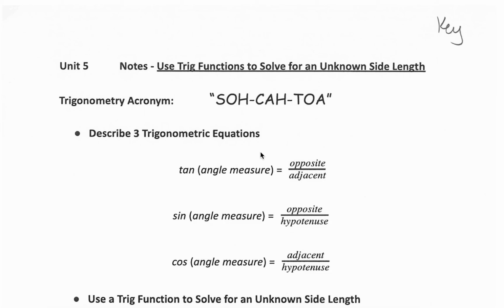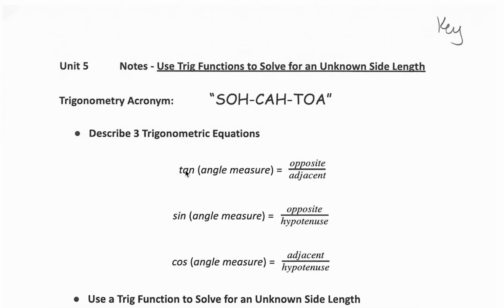In this video, we're going to be solving for unknown sides in a right triangle by using some trig functions. All right, to start off with, hopefully you know this acronym SOHCAHTOA. What it helps us understand is which two sides in our right triangle correspond with each of our trig functions.